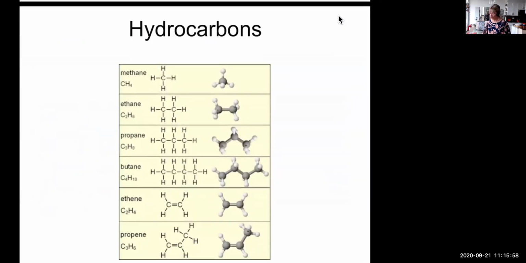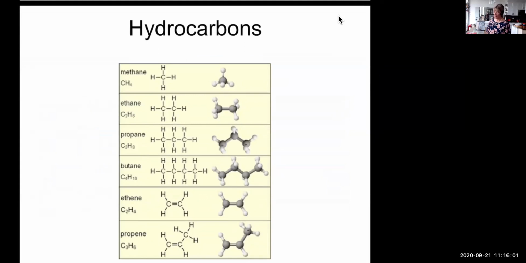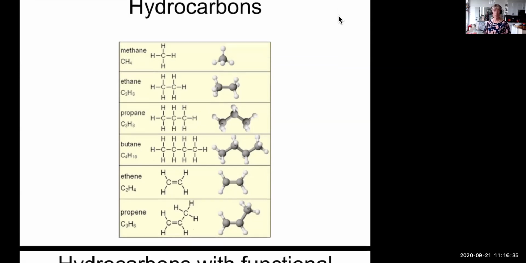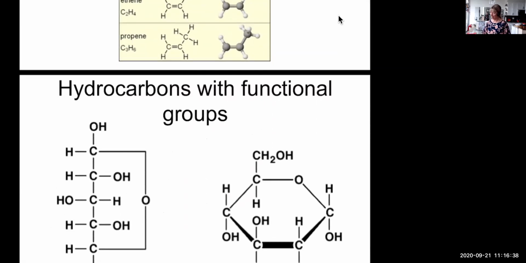So the carbon chains are called hydrocarbons because these carbon chains have hydrogen attached to them. Hydrogen, having 1 electron only in its shell, readily makes a covalent bond with carbon, and they share those electrons. So methane is the simplest. Ethane, 2 carbons, propane 3, butane 4, ethene has 2, but they're double bonded, etc. Those are called hydrocarbons, and they're the basis of our macromolecules.